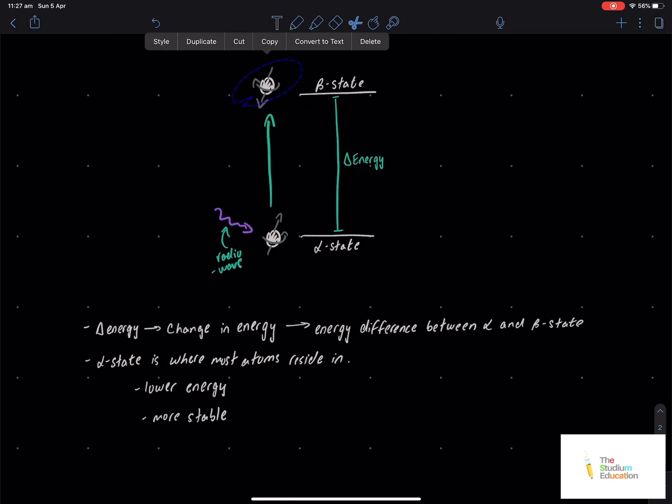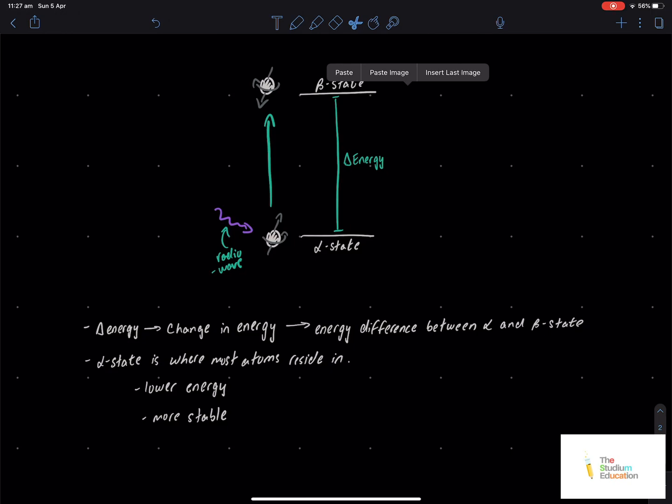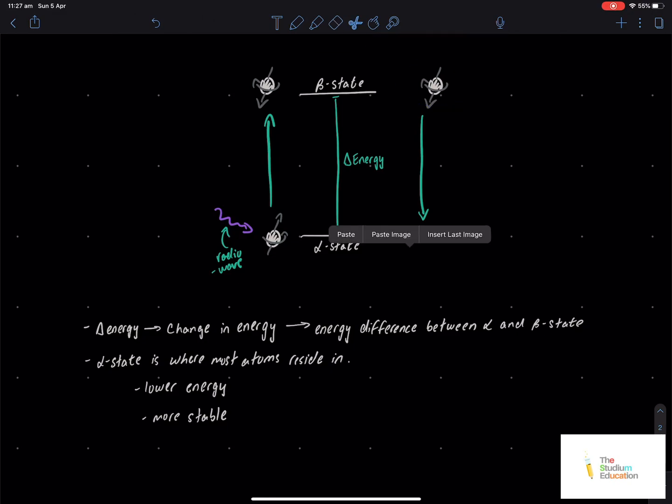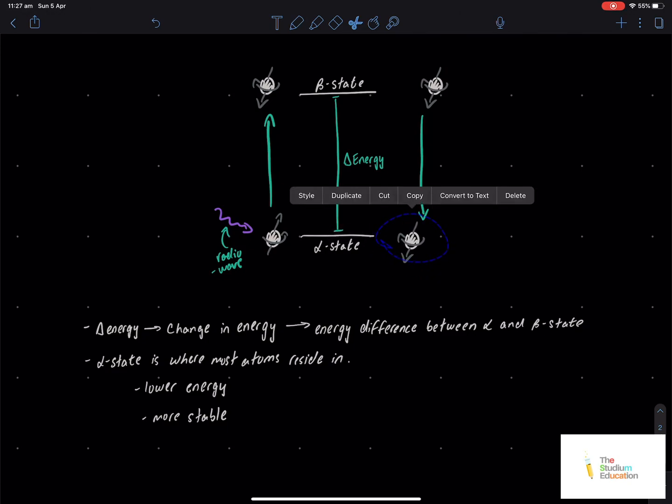Now, obviously, it can't stay excited the whole time, right? It's like when you give sugar to a kid, the kid will become excited for a while, but they're going to tire down soon enough. So what actually happens here is that the atom will move back to the alpha state and align again with the external magnetic field. Hopefully this is making sense. So it aligns back to the magnetic field.